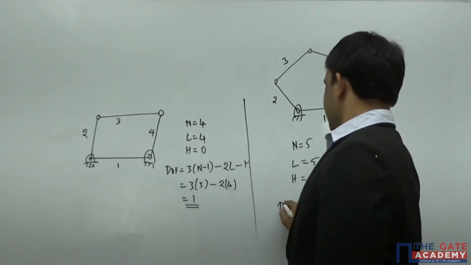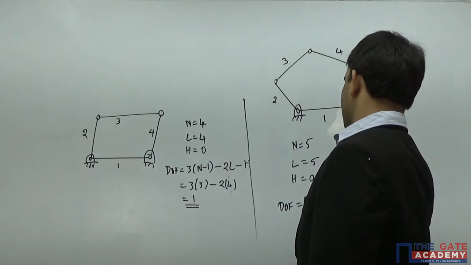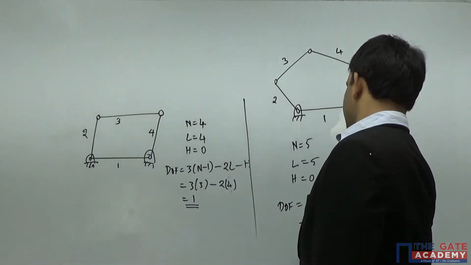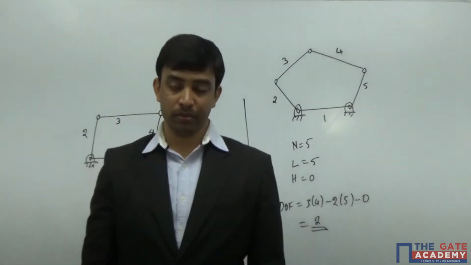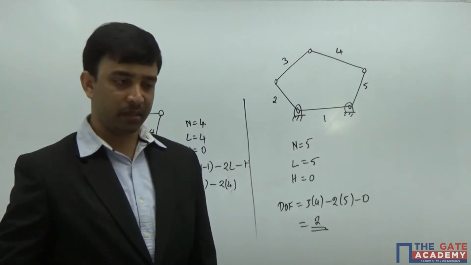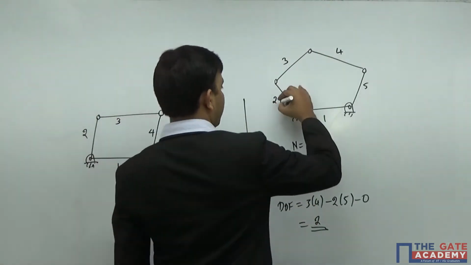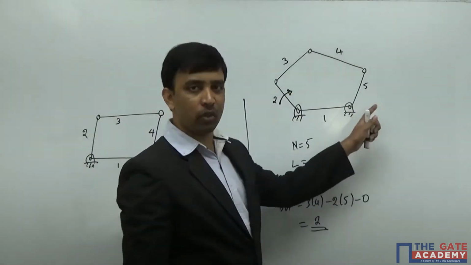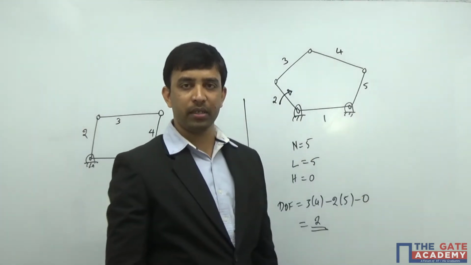And if I calculate degrees of freedom for this system, it is 3 into (n minus 1), minus 2 times lower pairs, minus higher pairs. So the degrees of freedom for this system is 2. What does degrees of freedom 2 indicate? If you look at this particular mechanism, if I give some input for link number 2, I cannot predict the output here. The output is not constrained, it's not fixed.